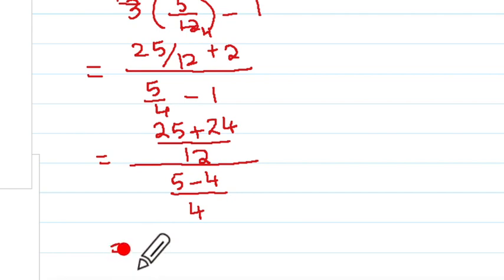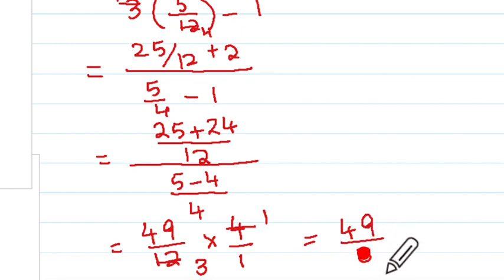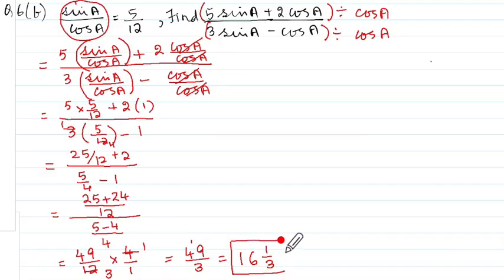So we will have 49 upon 12, and here it is 1 upon 4, but you are dividing, so it becomes 4 upon 1. 4 ones, 4 threes. So you will have 49 upon 3, which is 3 ones 3, remain 1. 3 sixes 18 and 1/3. Even if you don't convert this into decimal, it is fine. And that is our answer.